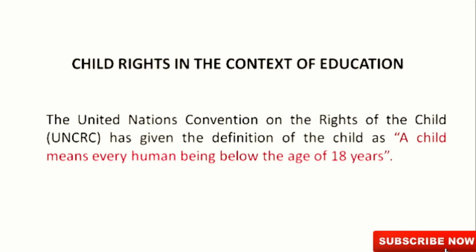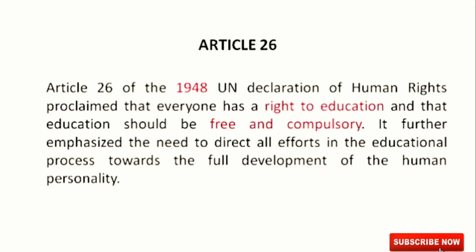It has given the definition of the child: a child means every human being below the age of 18 years. This is the definition given by UNCRC. Another is Article 26, which we have to know about, to see how the international organization is helping. As future teachers, please have a look at what Article 26 is and what it advocates.